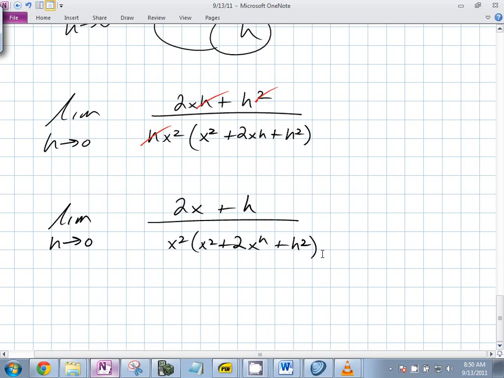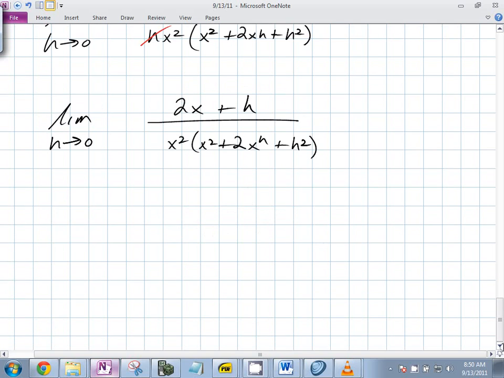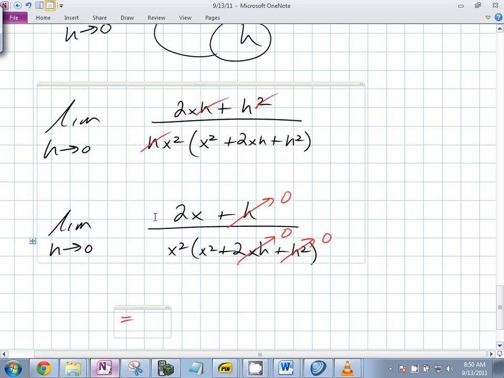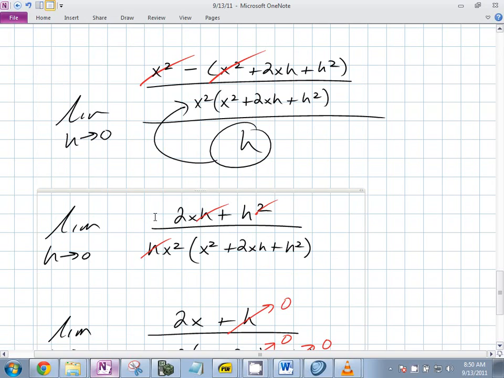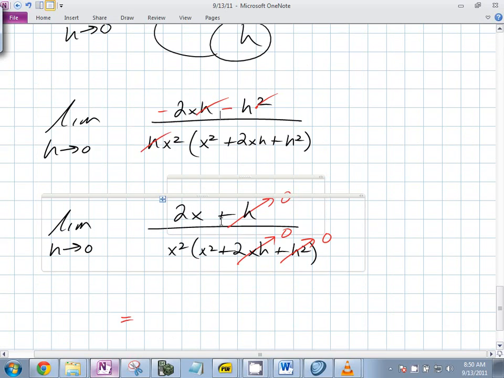What else cancels? We're not going to cancel yet, but can we plug in 0 for h now? Yeah, we sure can. If we do that, that's 0, and that's 0. So what are you left with? Did I miss something? Oh, yes, it would be negative. I totally forgot that. So this should be negative right there, and that should be negative, right? I'll put that in there even though it's irrelevant.